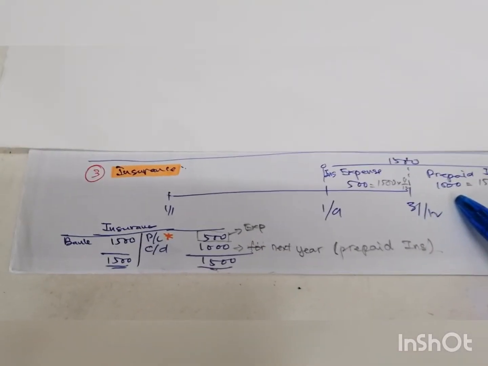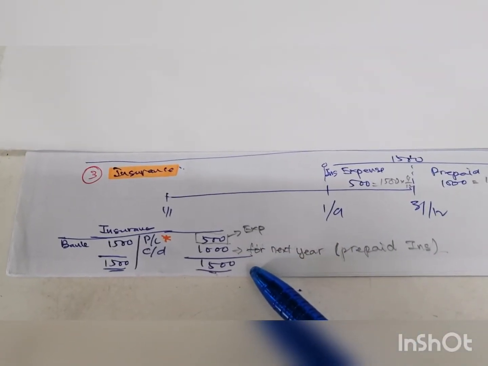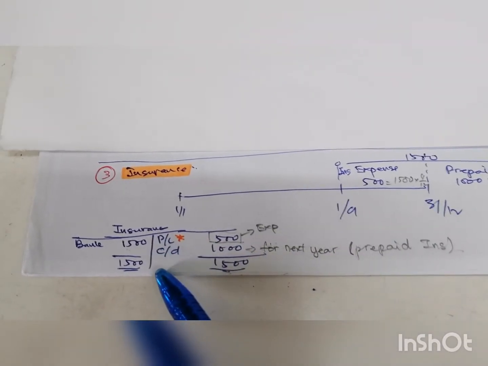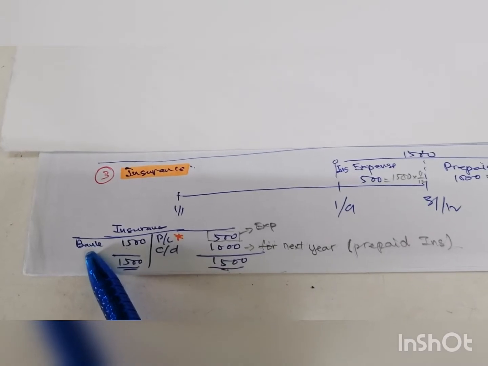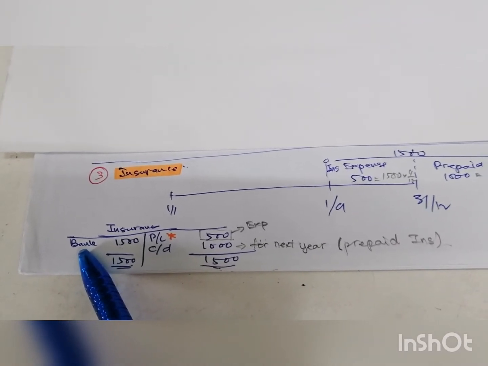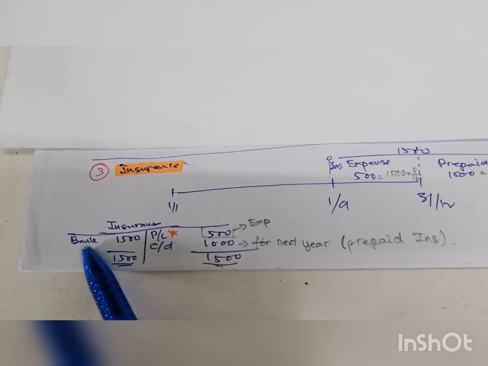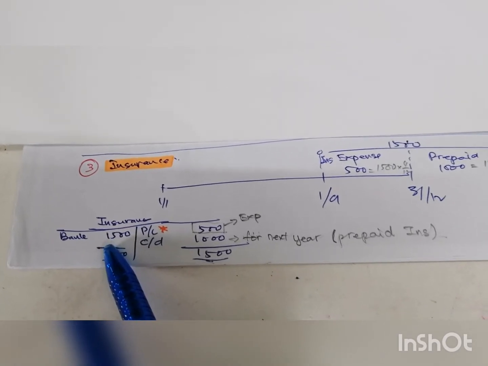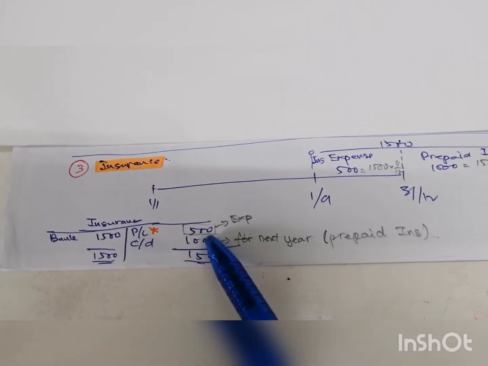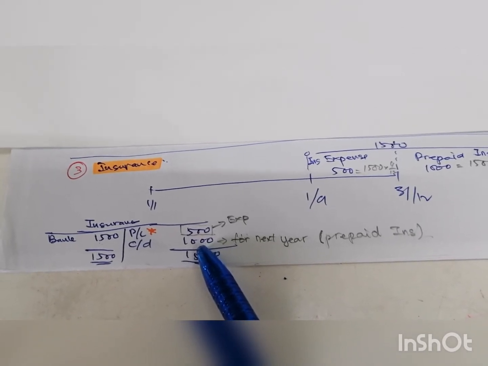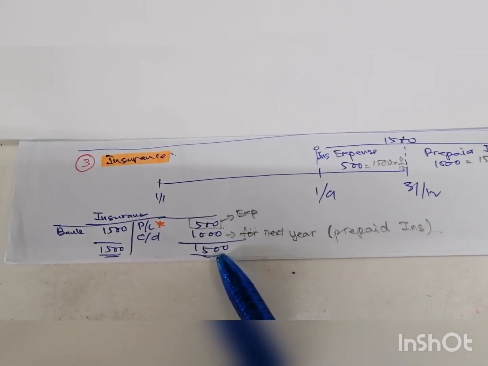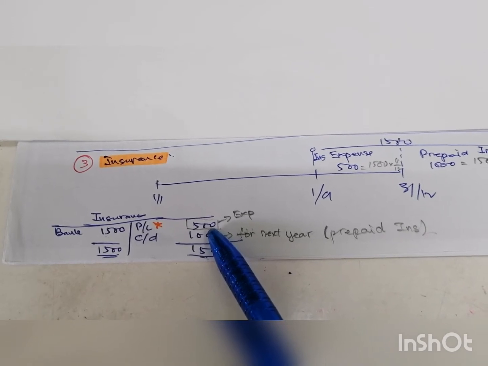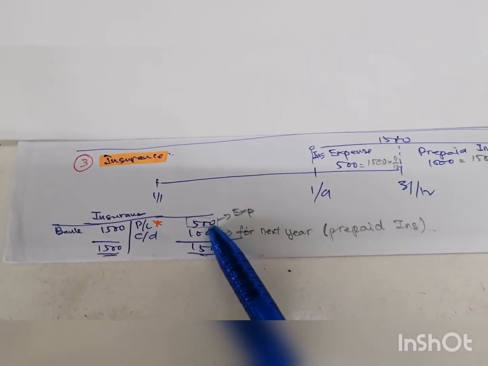So in order to find out the expense for insurance, you need to draw a T account for insurance. Since the bank credited 1,500, your insurance account will debit bank 1,500, and the balance carried down for insurance is 1,000. So 1,500 minus 1,000, you got 500. So this one will be your insurance expense.